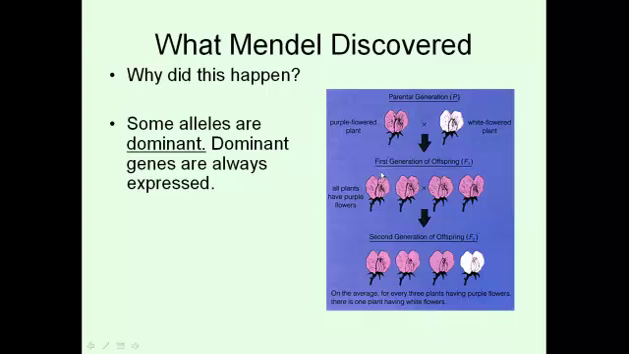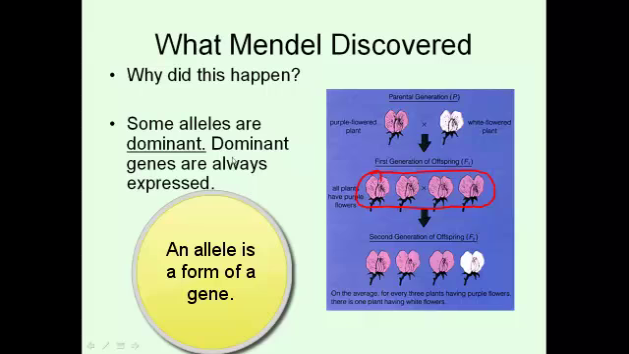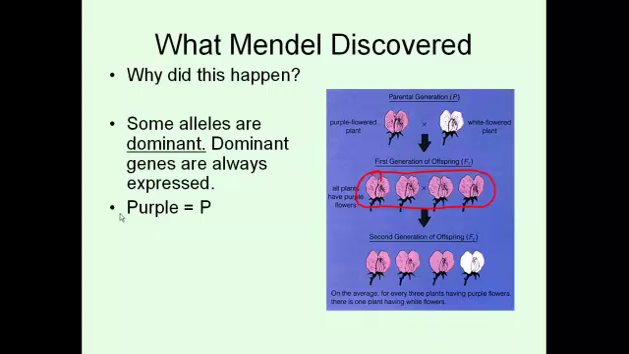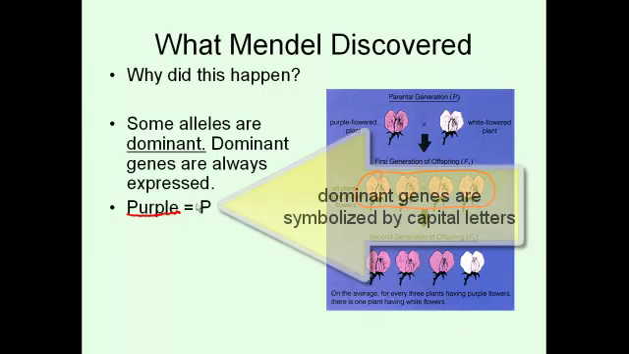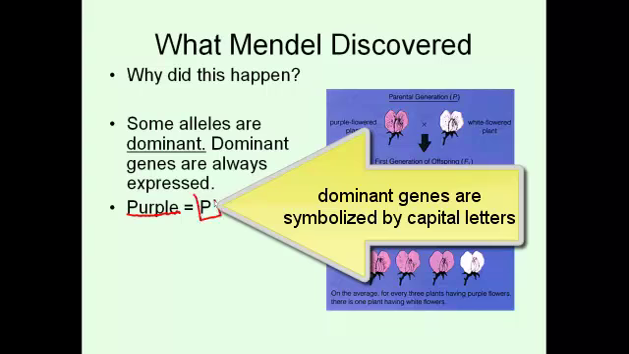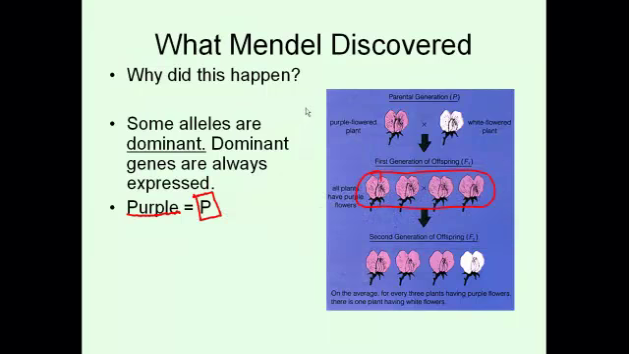Now, the reason in that first generation they all came out purple was that some alleles, remember an allele is a form of a gene, are dominant. And he said a dominant gene is always going to be expressed. So in this case, he thought that purple was the dominant gene because when you crossed purple with white, you always got purple. And take note that this is symbolized by a capital P. A dominant trait is always symbolized by a capital letter, and it's usually the first letter of the word. So purple, that's dominant, is capital P.